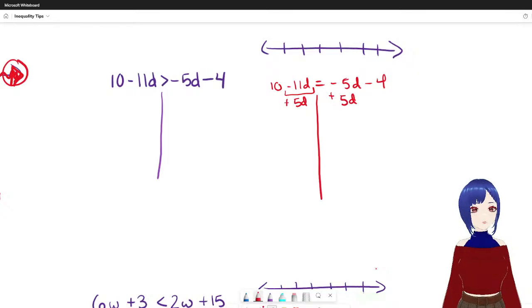So -5d plus 5d equals 0, so that cancels out. And then the 10 is still here. -11 plus 5 gives us -6. So now we have -6d equals, once again, it said -4. You don't want to lose that minus sign, since it's still part of our number. So equals -4.